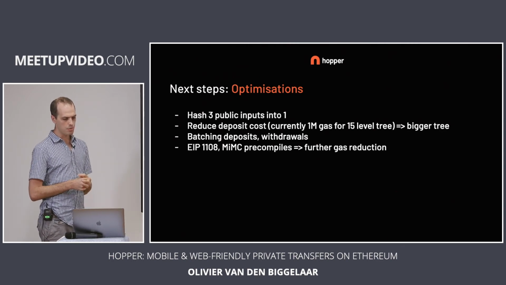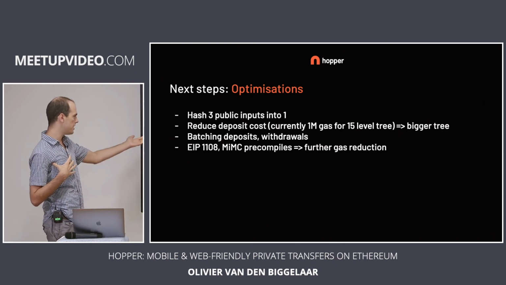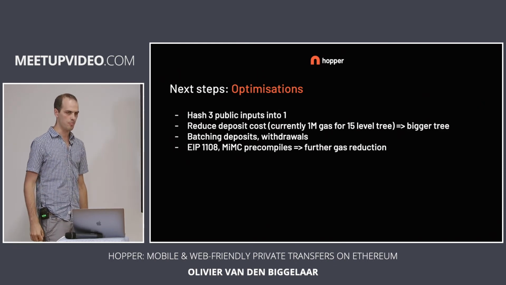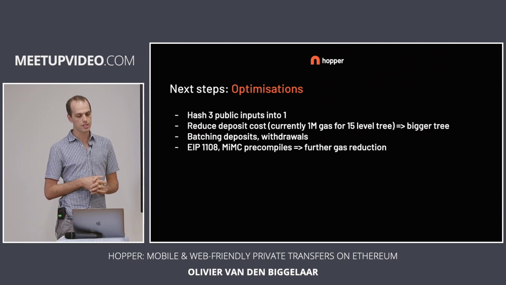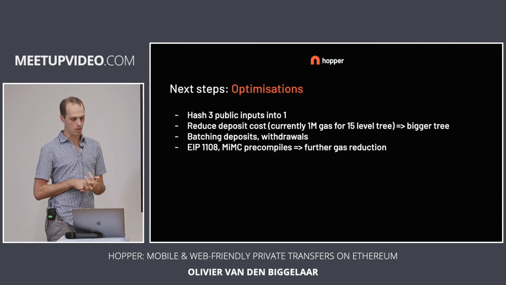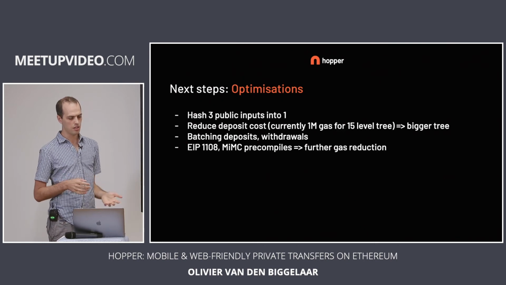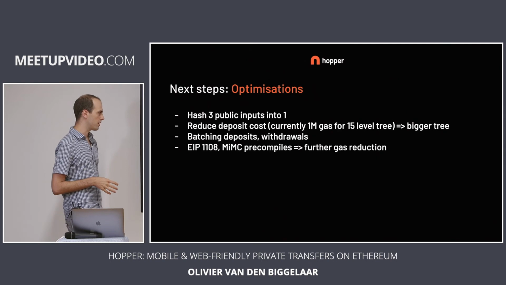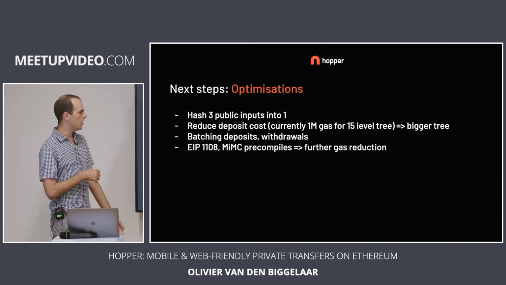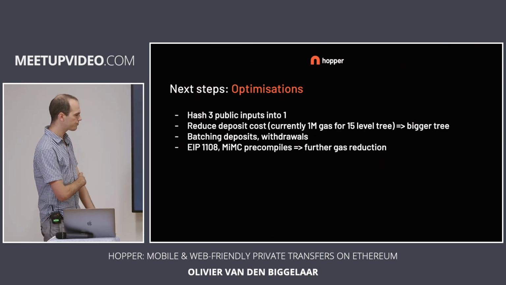And then, like many projects in the space, we would hugely benefit from proposals like EIP 1108, which suggests reducing the cost of elliptic curve operations. Specifically here, because MiMC is really the bulk of the cost, if we had a precompile for this kind of more fancy hash function, that would be very helpful.